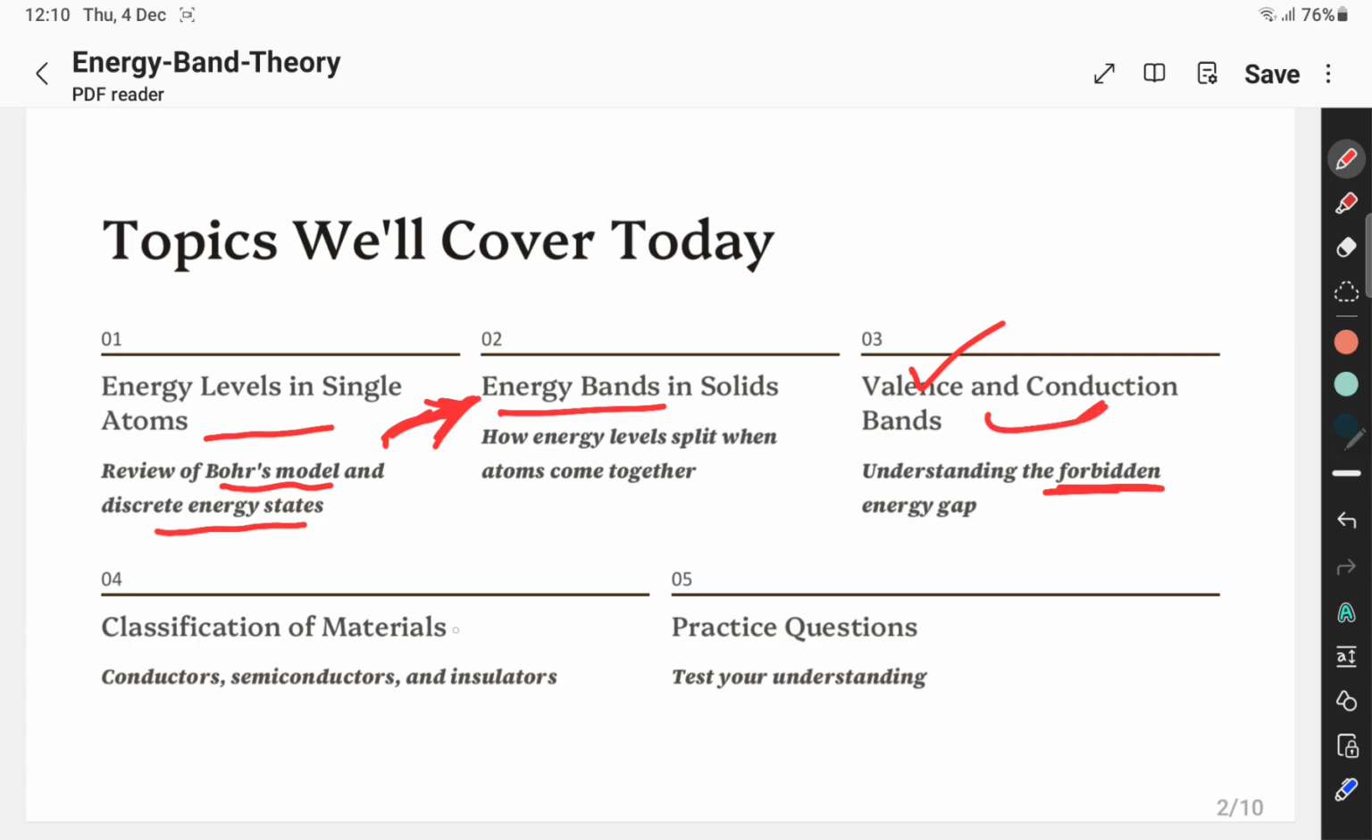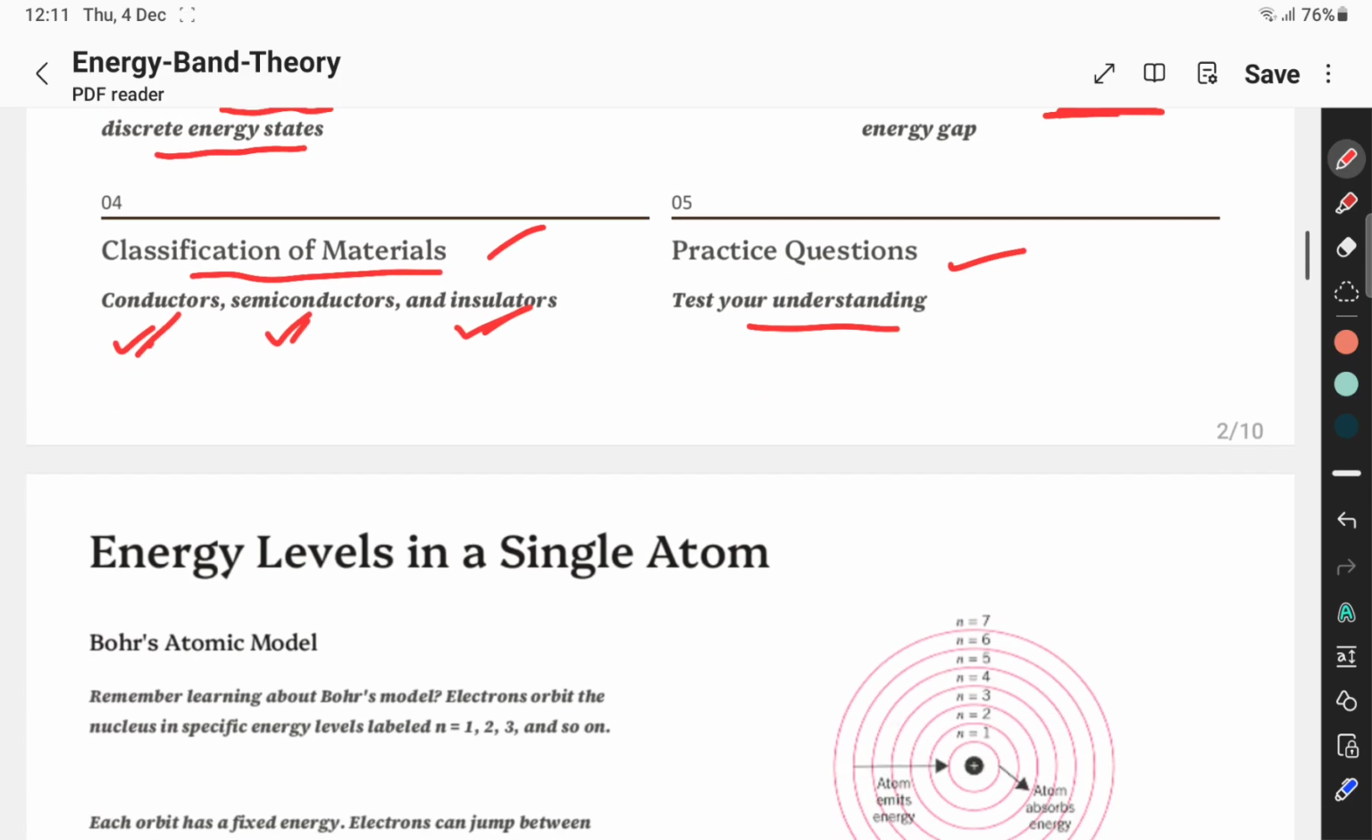Next, we'll also learn the classification of materials. As we know, materials are classified as conductors, semiconductors and insulators. We'll see what makes a material a conductor, what makes it a semiconductor, and what makes it an insulator. And finally, we'll practice some questions to test your understanding, to check whether you understood today's topic. Let's get started.